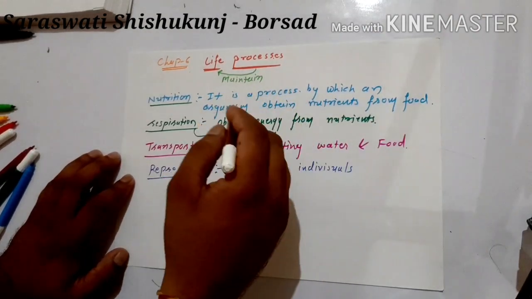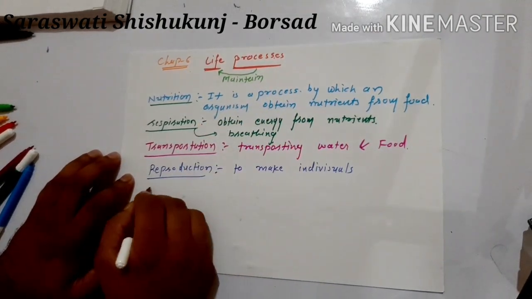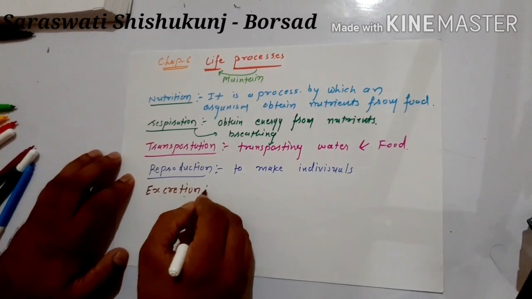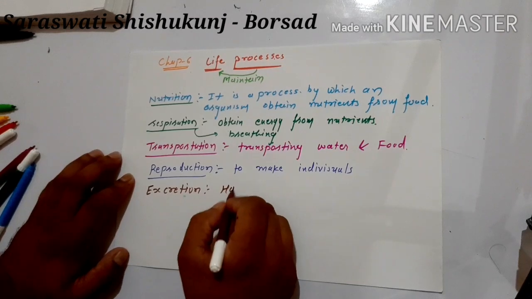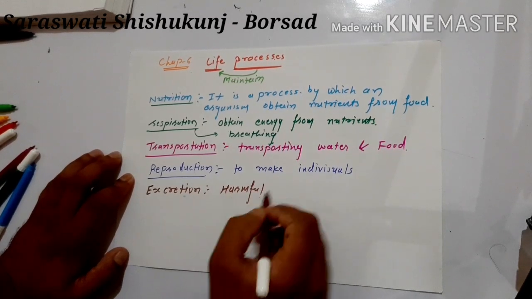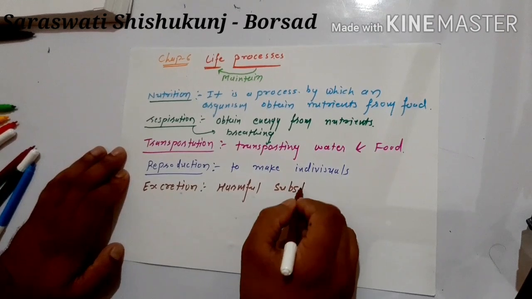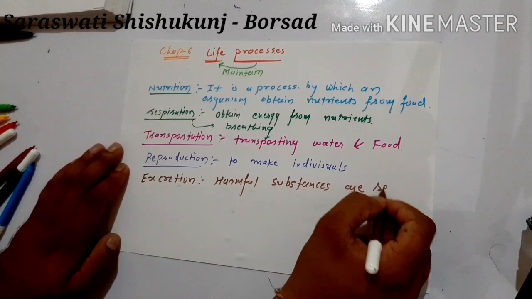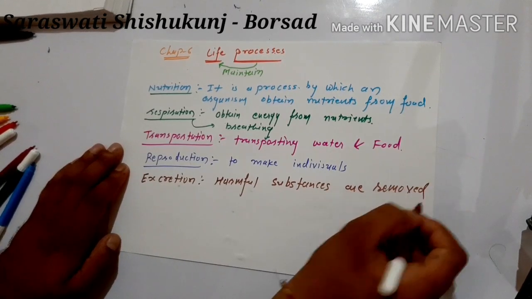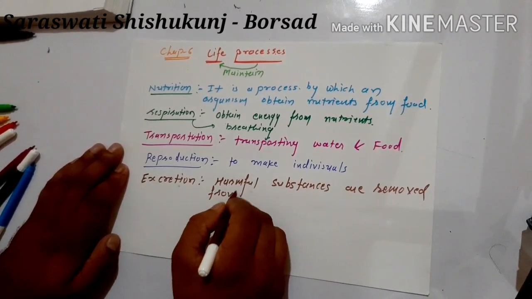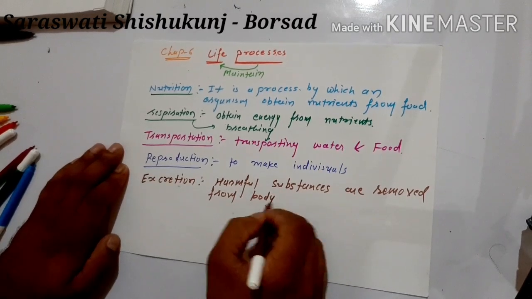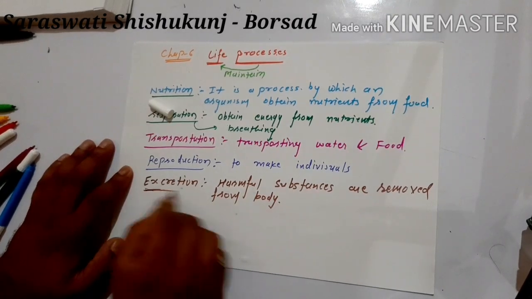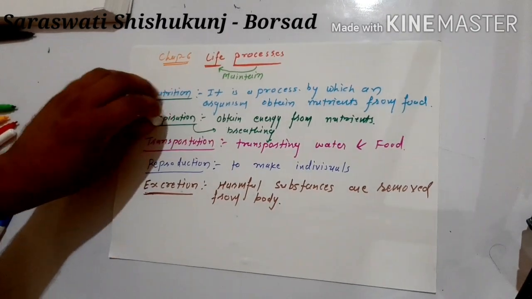And the waste, the harmful things which are produced during this process, for that we will have excretion. In excretion, harmful substances are removed from the body. So by the process of excretion, harmful substances are removed from the body.